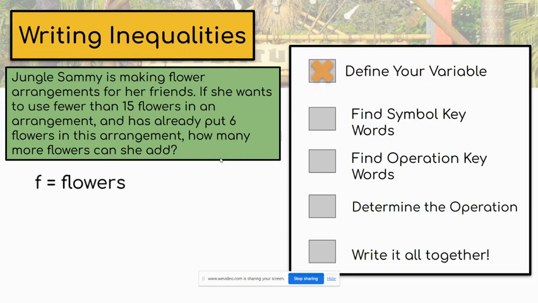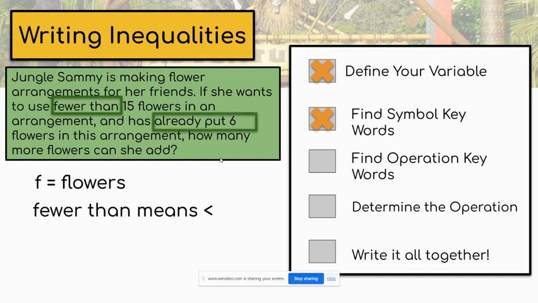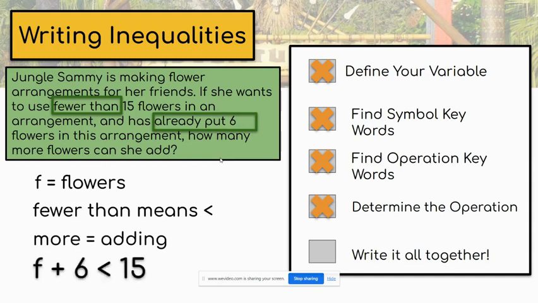Then we're going to use symbol keywords. Well, I can see we have "fewer than." If we're talking about our symbols, greater than, less than, less than or equal to, or greater than or equal to, fewer than would mean less than. Then operation keywords. Well, we already put 6 flowers, so that means I'm adding. I'm talking about how many more we're adding. Now let's determine the operation here. We're talking about adding. F plus 6 has to be less than 15.